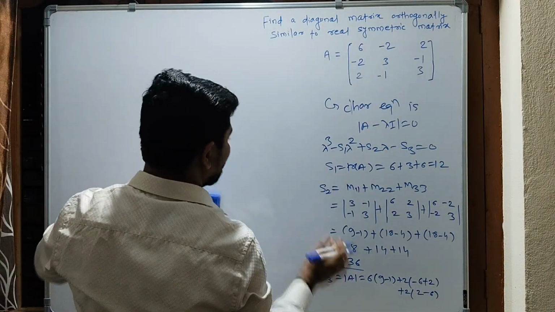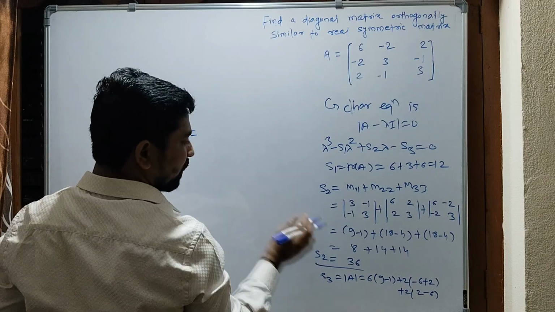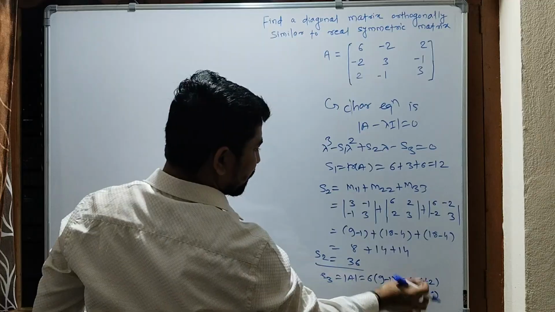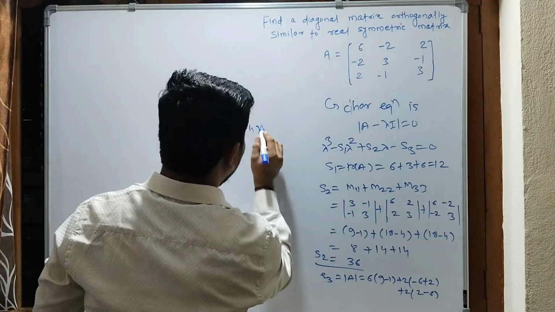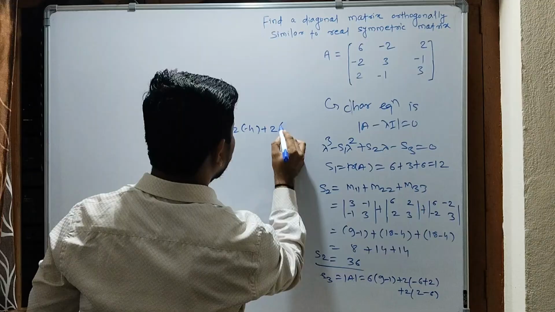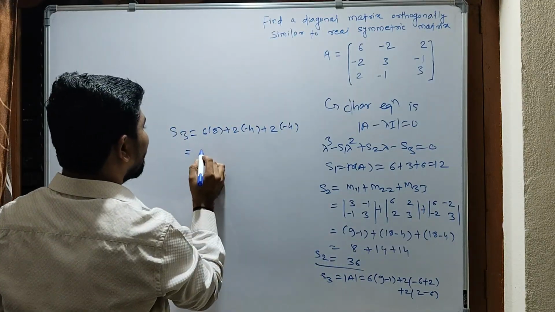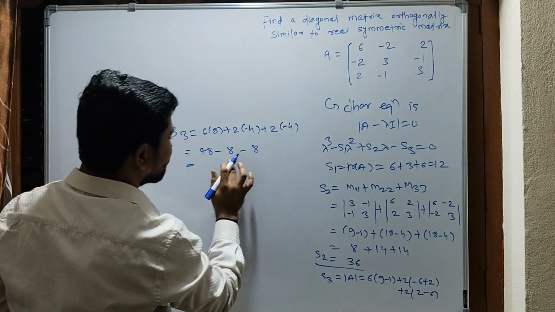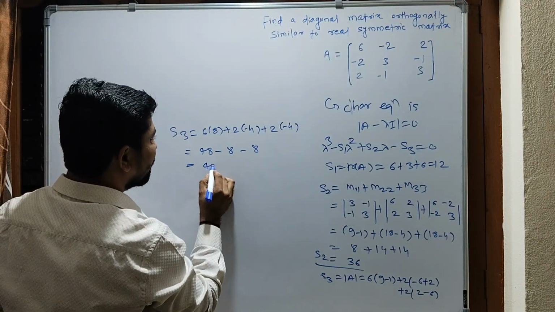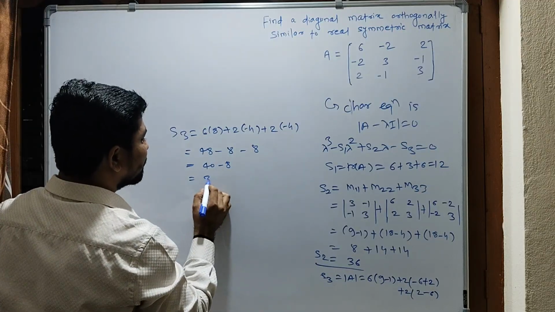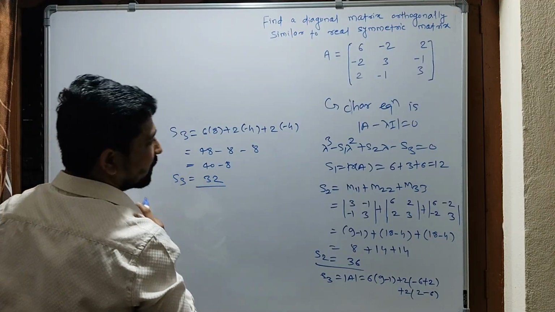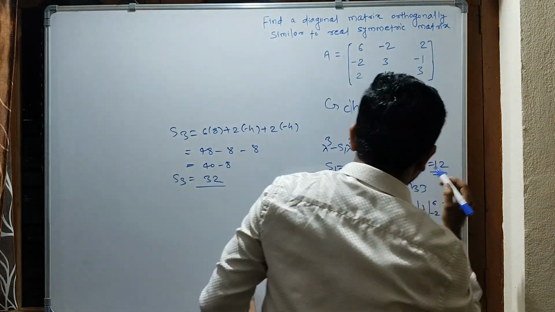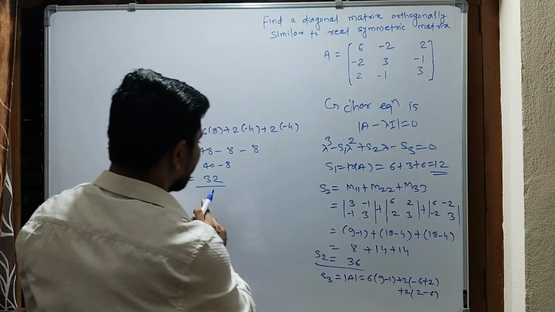Again I will write in short form. Therefore S3 equals 6 into 8, plus 2 times minus 4, plus 2 times minus 4, which is equal to 48 minus 8 minus 8. Start solving from this side: 48 minus 8 is 40, minus 8 is 32. This is my determinant S3. So you will get S1 as 12, S2 as 36 and S3 as 32.